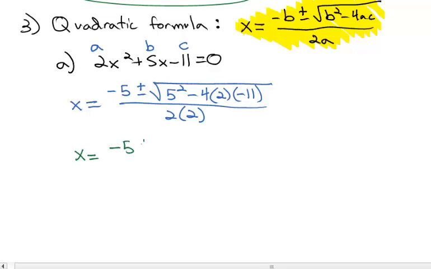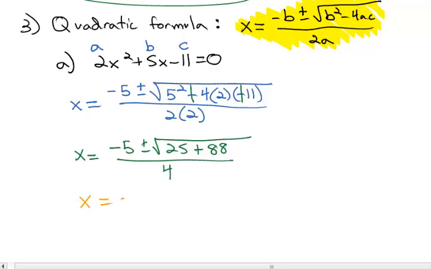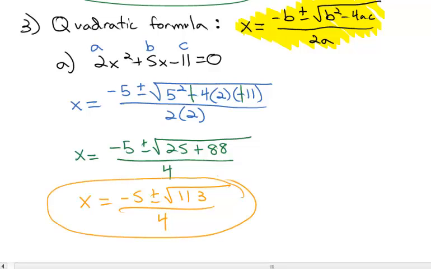And then we simplify. 5 squared is 25. Notice the two negatives. A negative times a negative is going to make a positive. 4 times 2 is 8, times 11 is 88. Over 2 times 2 is 4. So x is equal to negative 5 plus or minus the square root of 88 plus 25, which is 113, over 4. And that is our final solution.